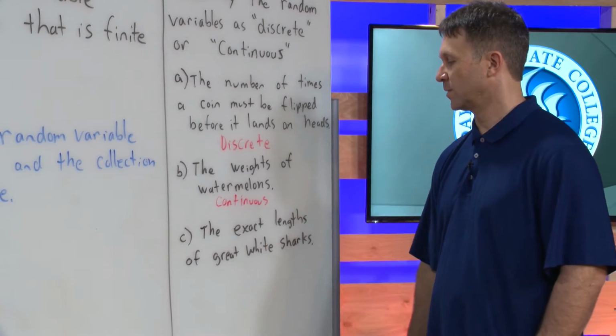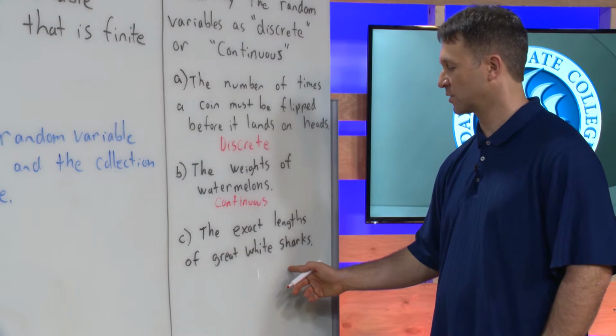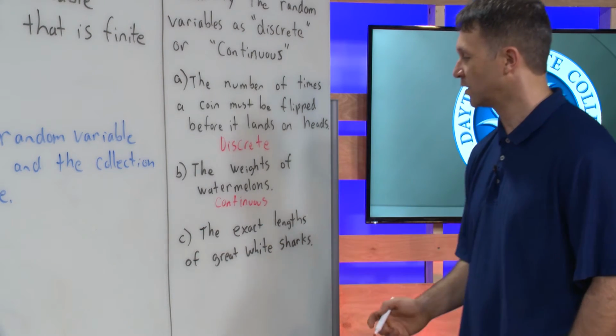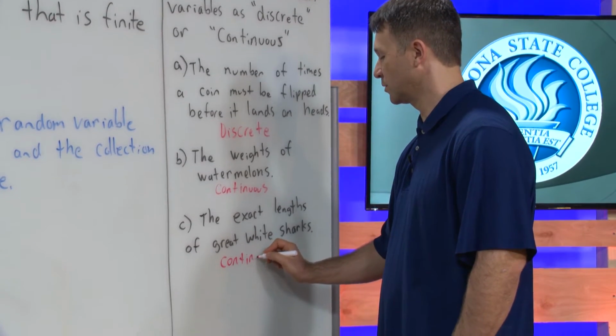Okay, C. If the random variable X represents the exact length of great white sharks. Length is something we would measure. We wouldn't count it, we would measure it. So this is going to be a continuous random variable.